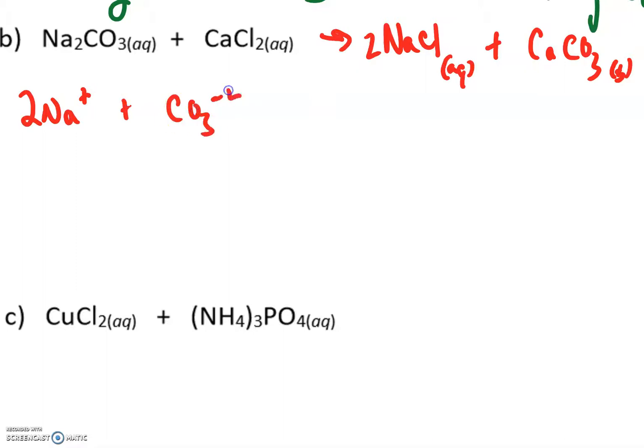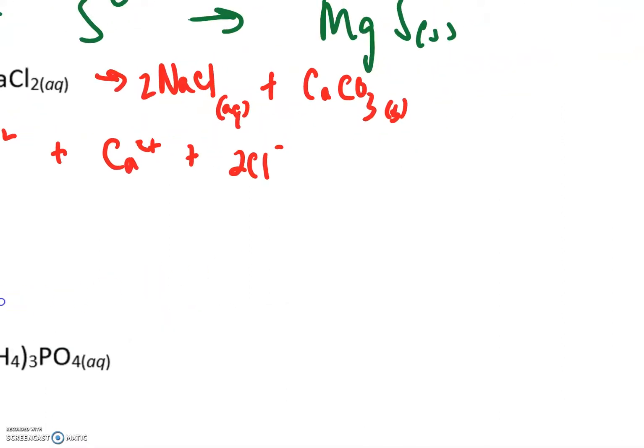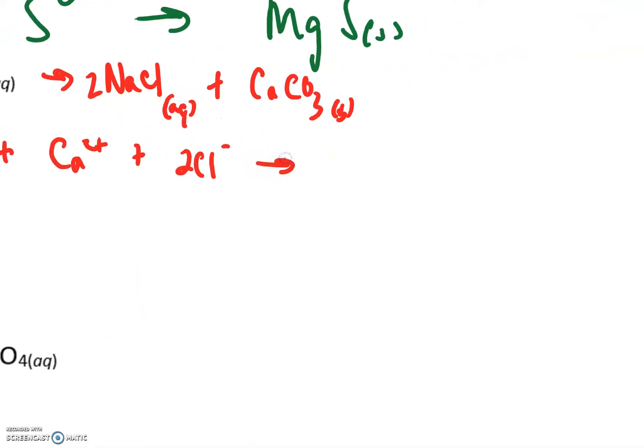We've got sodium carbonate, which dissociates into sodium and carbonate. We've got calcium chloride, which dissociates into calcium and two chlorines. And our sodium chloride is going to dissociate into two sodiums and two chlorines.